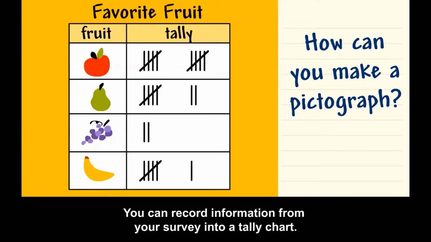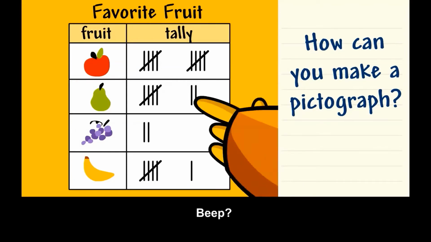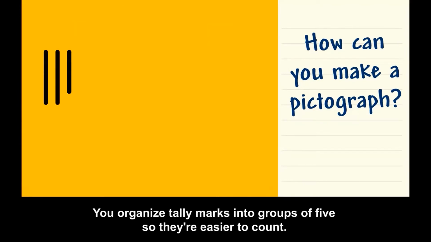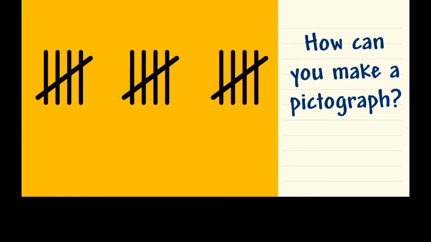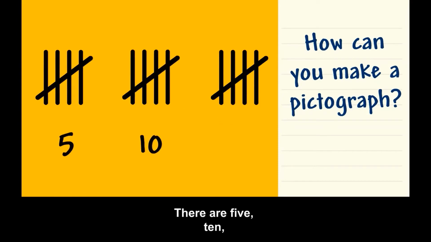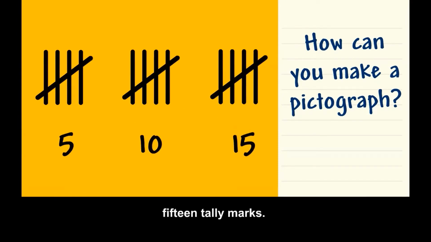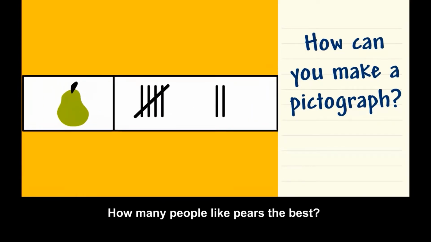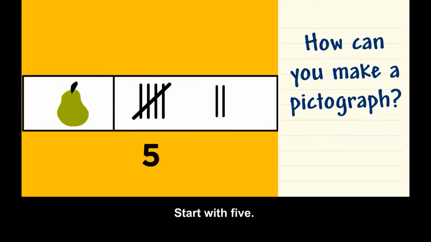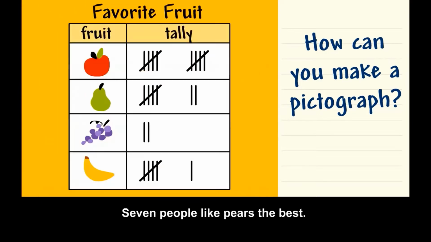You can record information from your survey into a tally chart. You organize tally marks into groups of 5 so they're easier to count. There are 5, 10, 15 tally marks. How many people like pears the best? Start with 5, then count on 2, 6, 7. 7 people like pears the best.